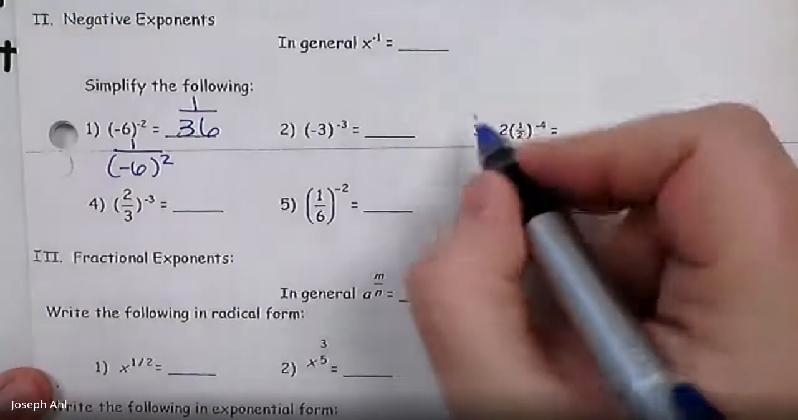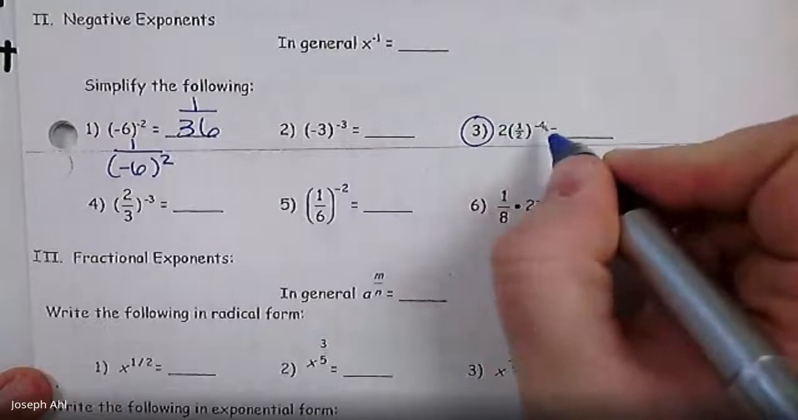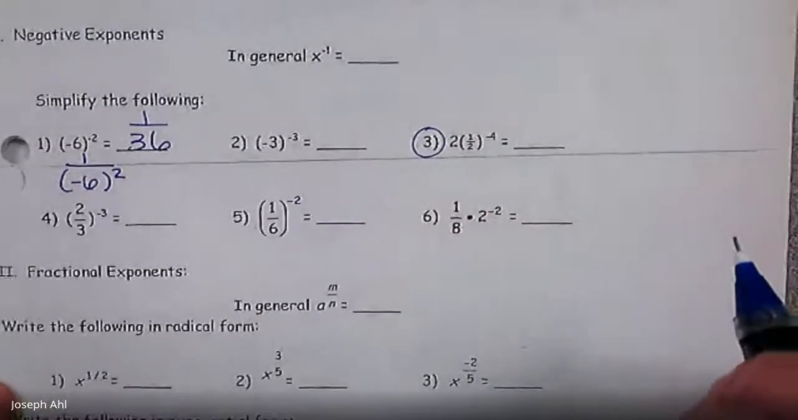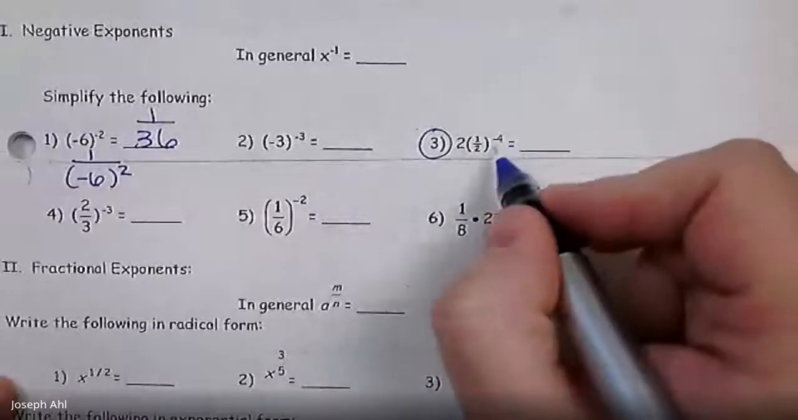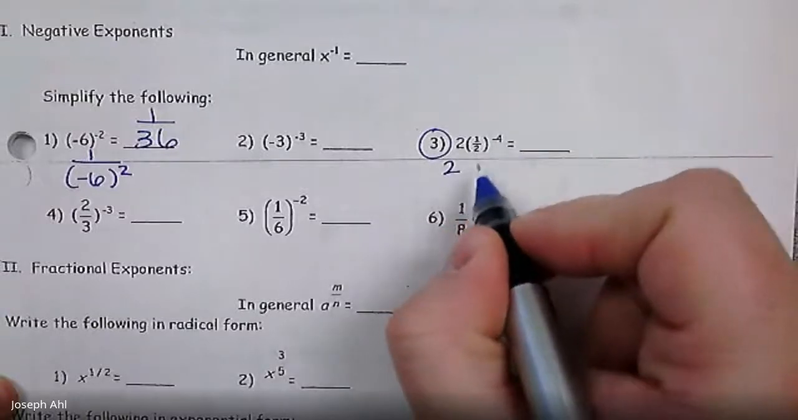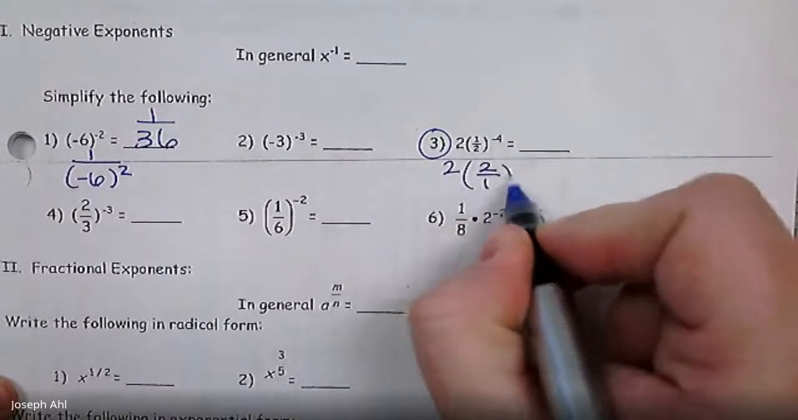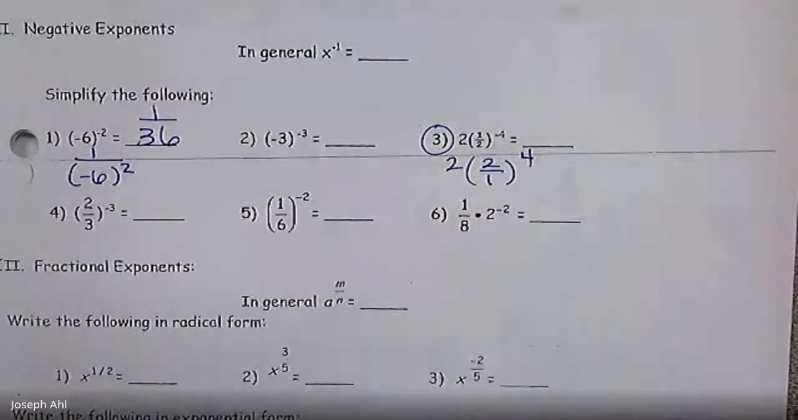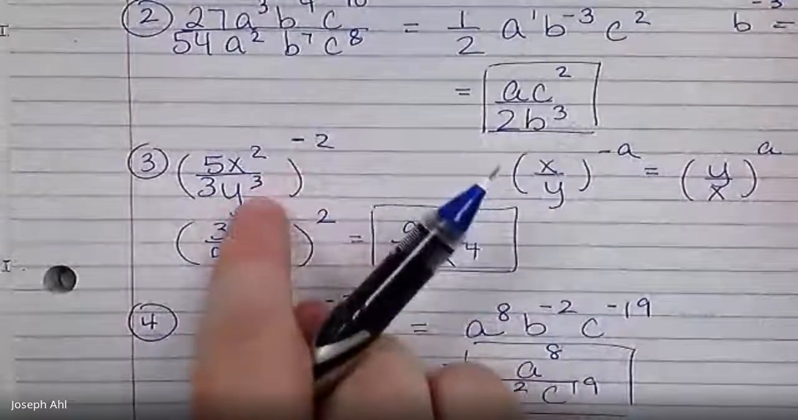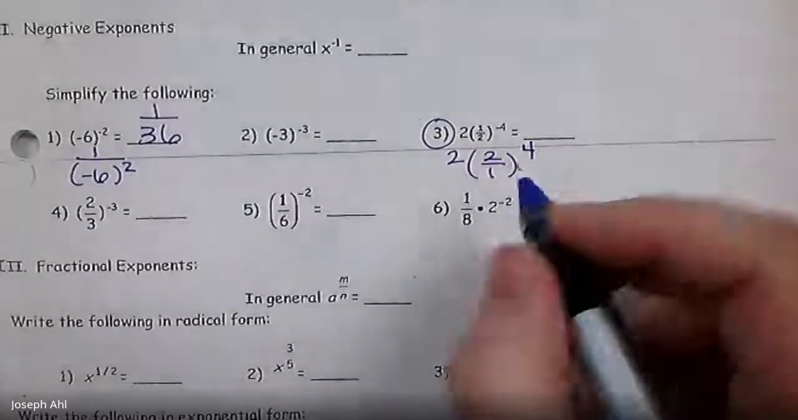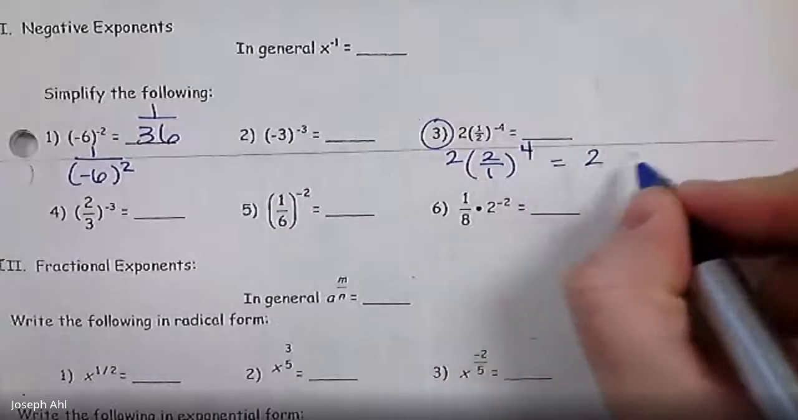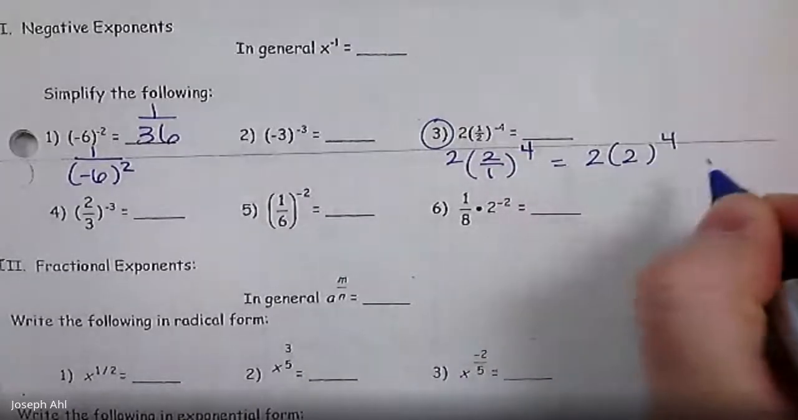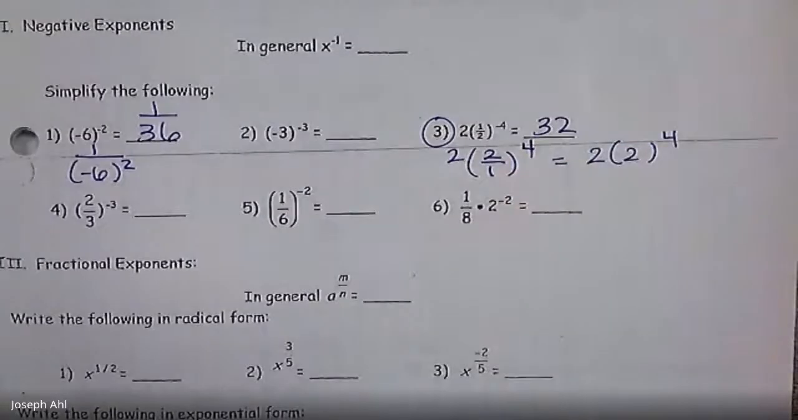Okay. If I come across here number 3, 2 times 1/2 to the -4th power. Well, if this was a positive exponent, what would I have to do to the 1/2? Make it 2 over 1. So we did that kind of trick earlier. If you have a fraction to a negative, flip the fraction on the inside and then make it a positive exponent. Well, 2 over 1 is just 2, right? So 2 times 2 to the 4th, that's 2 times 16, which is 32.